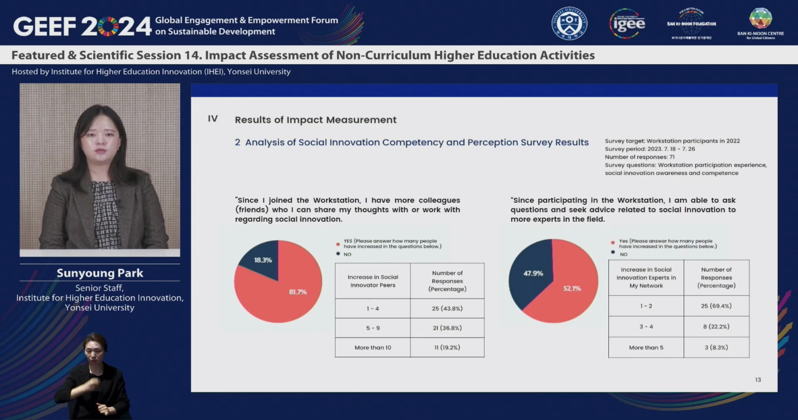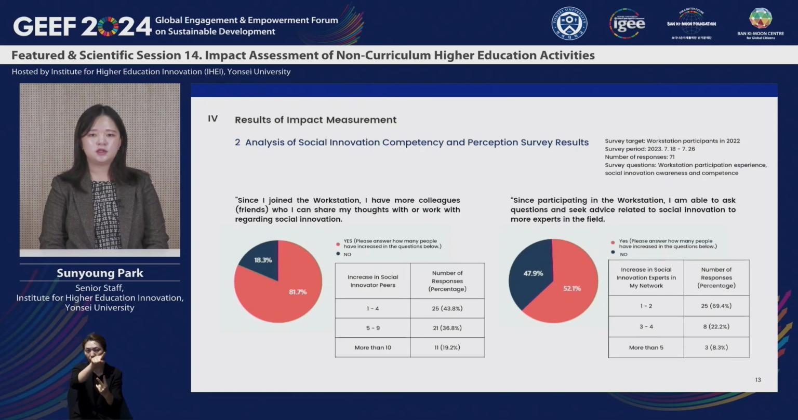Here is an analysis of the results from the survey on social innovation capacity and perception. For this impact measurement, we conducted a survey targeting 71 students who participated in the workstation program in 2022. The survey aimed to measure the changes among students. The survey was divided into two main sections.